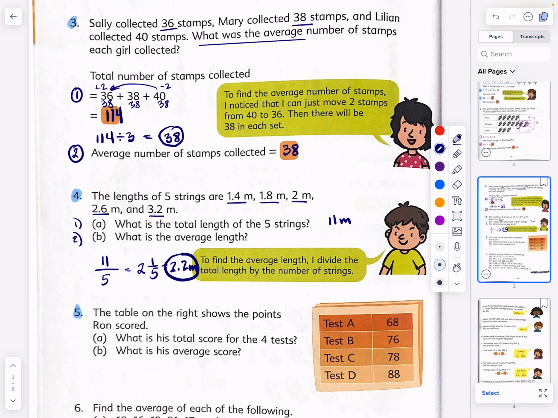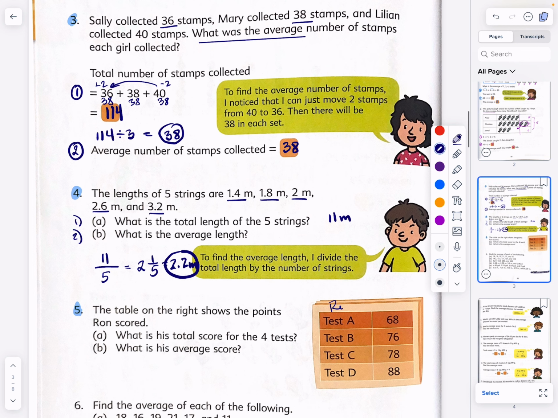Problem number 5. The table on the right shows the test scores of this person, Ron. So Ron took four tests, A, B, C, D. What is the total score? Step 1, we first find the total, and you can just add the ones, add the tens, or maybe you have another fancy way of doing your mental math, but I hope we all agree that altogether there were 320 points.